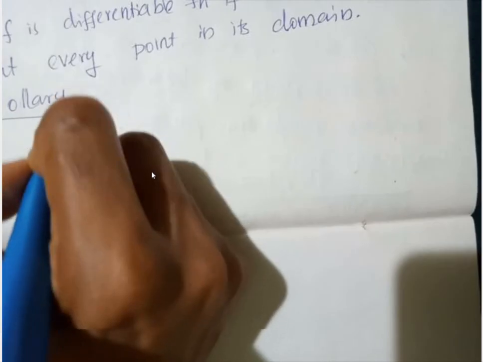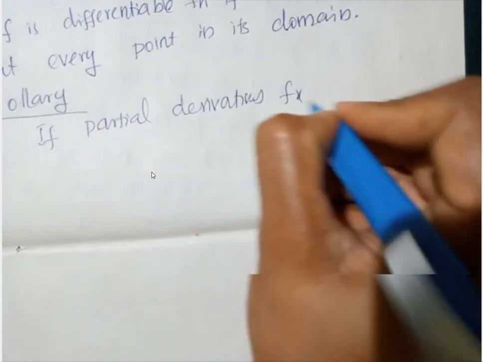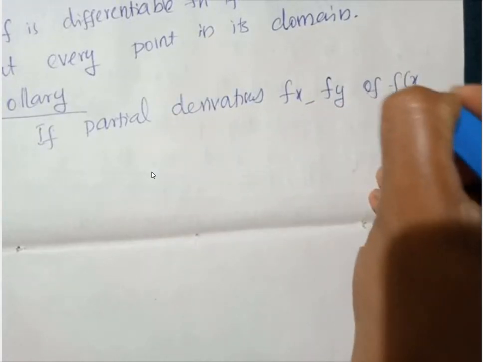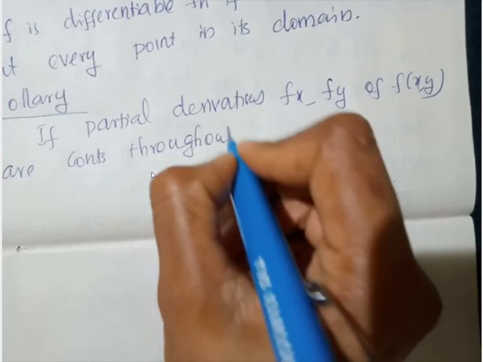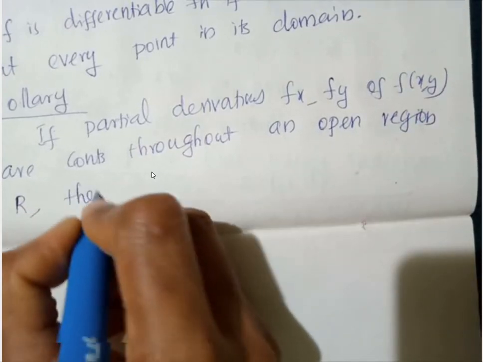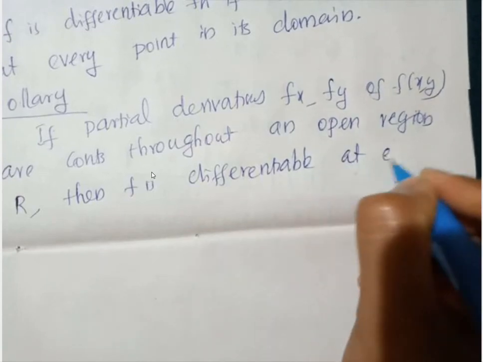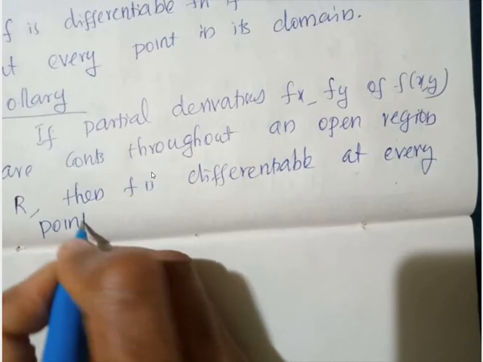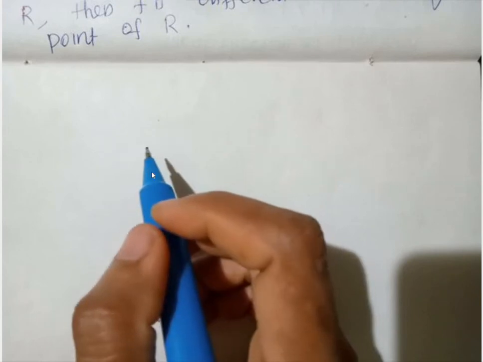The next corollary: if the partial derivatives fx, fy of f(x,y) are continuous throughout an open region R, then f is differentiable at every point of R. It is differentiable if it is continuous throughout an open region R. Then f is differentiable at every point of R.